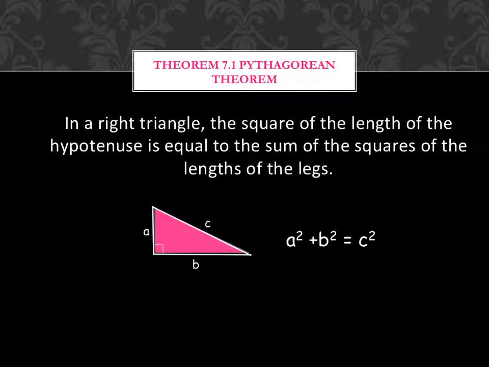A and b as legs are interchangeable, but c must be the hypotenuse, okay? So c has to be the side opposite the right angle, which is the longest side in the triangle.